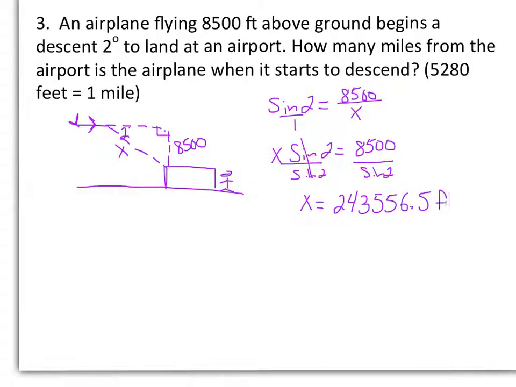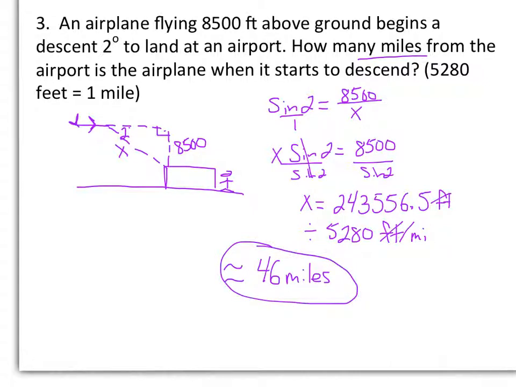We get that x equals 243,556.5 feet. And we want to know how many miles. So we need to take this number and divide by 5,280 feet per mile, because our feet will cancel out. So as a final answer, the airplane is about 46 miles from the airport when it starts to descend towards the airport.